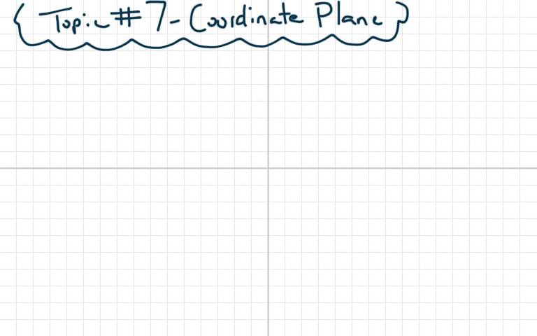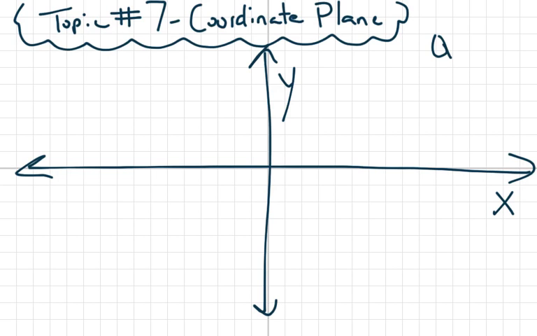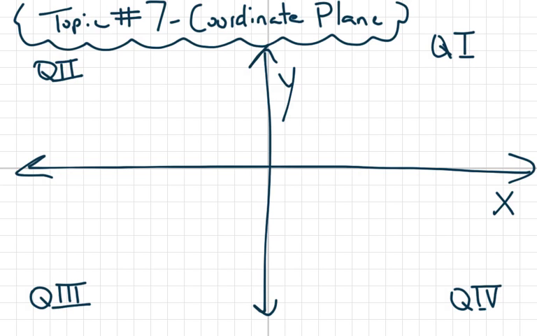Topic number 7 is the coordinate plane. You need to know all parts, all quadrants, all axes. The horizontal axis goes this way, left and right. That is our x-axis. The vertical one is your y-axis. Remember, the quadrants start with Q1 over here, Q2, quadrant 3. Remember, they go counterclockwise. So you need to know what your quadrants are.